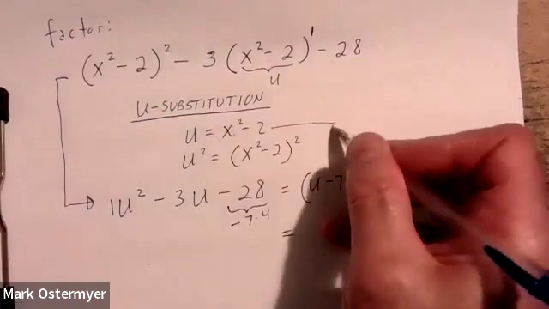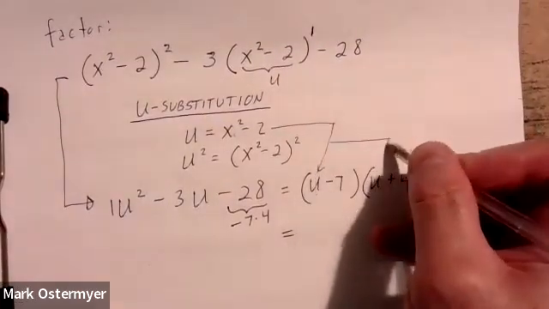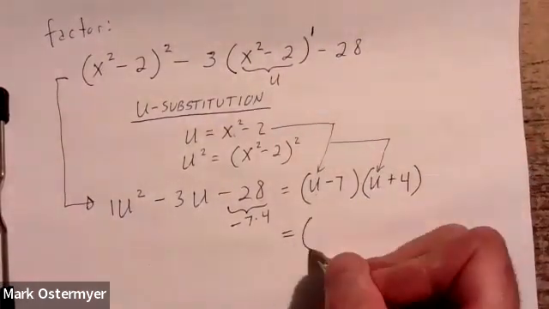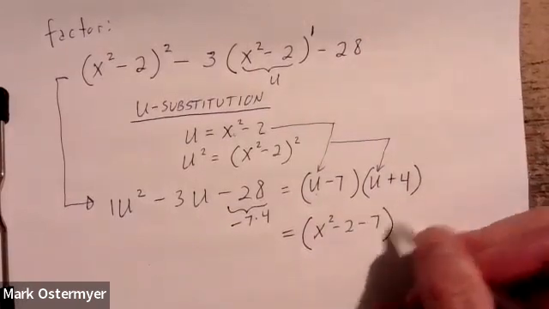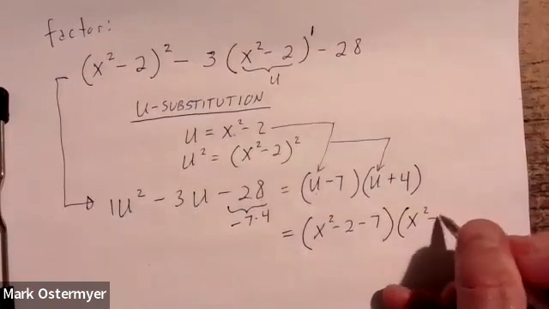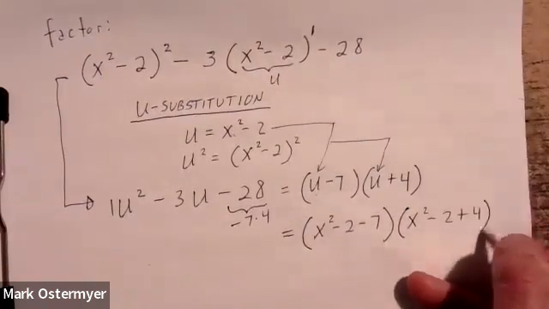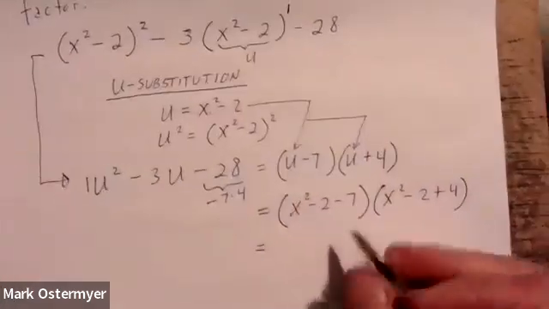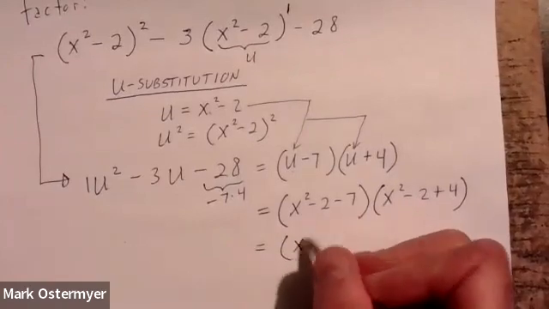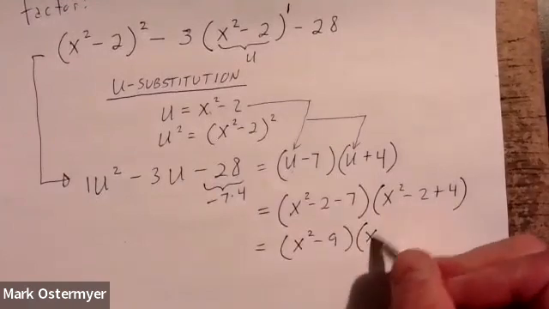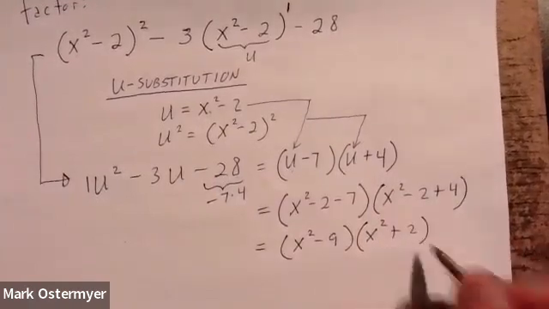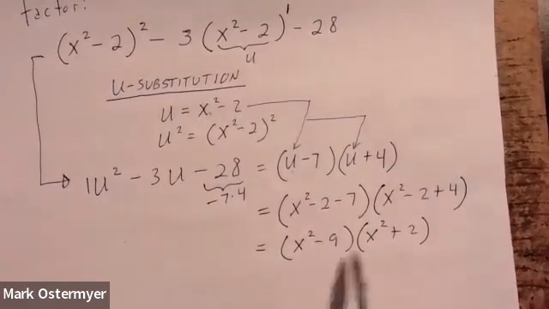So this x squared minus 2 is going to drop in here, and it will drop in here. So our factorization is going to be x squared minus 2 minus 7 times x squared minus 2 plus 4. And now finally cleaning these up, we would have x squared minus 9 times x squared plus 2. Am I done, or can I further factor any of these remaining factors now?